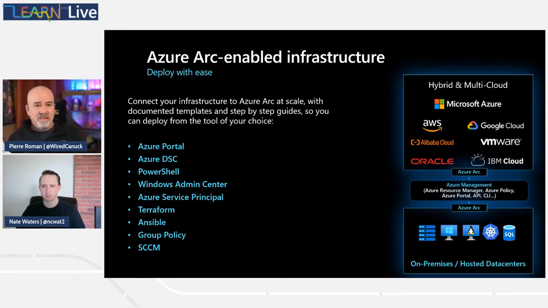I really like DSC, desired state configuration management, where you say, on those groups of servers, for example, IIS must run at all times. So even if somebody turns it off, desired state configuration is going to turn it back on. Of course, PowerShell and Windows Admin Center get to play in there as well. You can use the Azure service principal to onboard those machines and basically give those machines an identity so that they actually have access to do what they need to do.